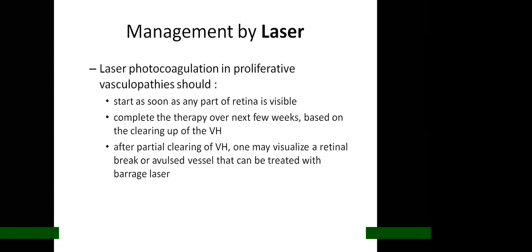Ask the patient to come in. As more retina becomes visible, then you keep adding the laser. You want to complete it over the next few weeks. And once it starts to clear, then you will be able to see what caused the hemorrhage, and you can treat it. In patients without any signs of fibrous proliferation, you may want to use anti-VEGF agents as an adjunct to your laser to induce regression of new vessels, and that will reduce the rebleeding, and therefore your hemorrhage may clear faster and you can finish your laser sooner.